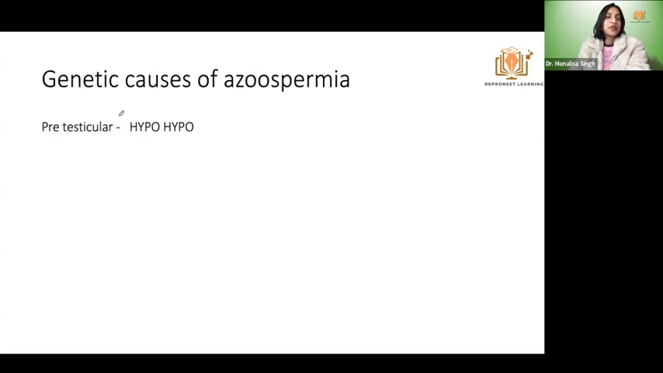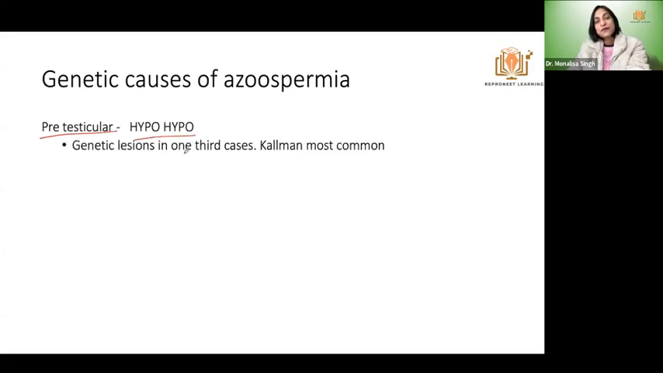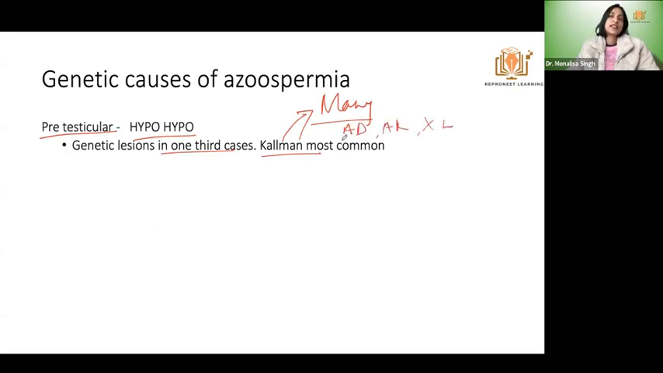When do we need genetic evaluation? Pre-testicular or hypo, what are the causes? Genetic in 1/3. Kallmann syndrome is genetic. Which mutation is responsible for Kallmann syndrome? KAL gene. Many mutations are there. How is the inheritance? Can be autosomal dominant, can be autosomal recessive, can be X-linked, so various ways of transmission, and it is also affected by environmental factors. So we cannot have one test for Kallmann syndrome, and we cannot do one kind of counseling for Kallmann syndrome.